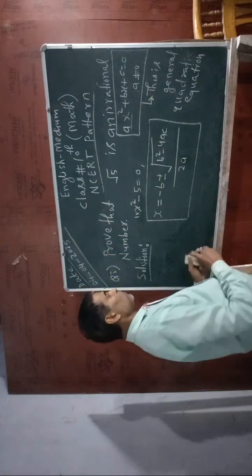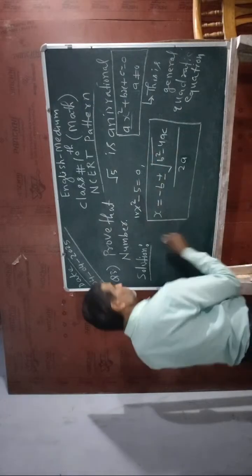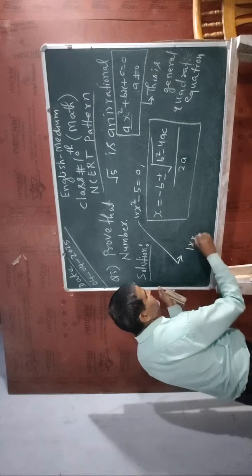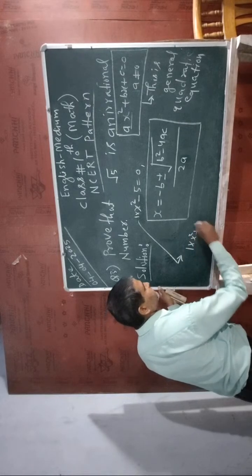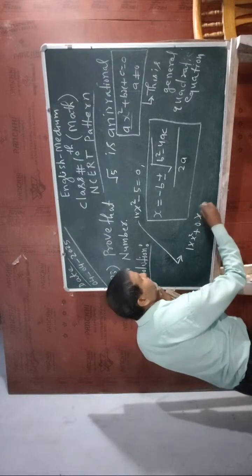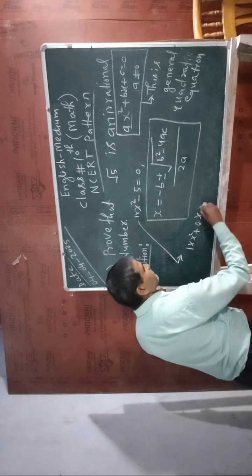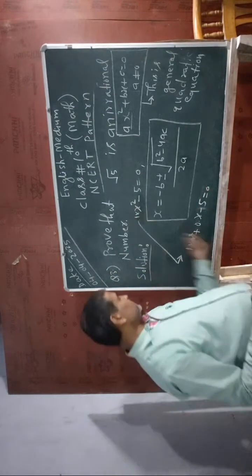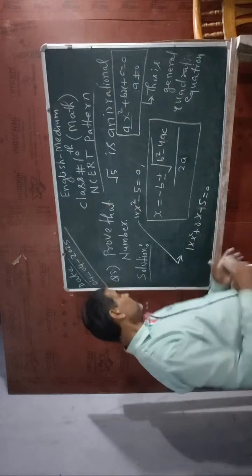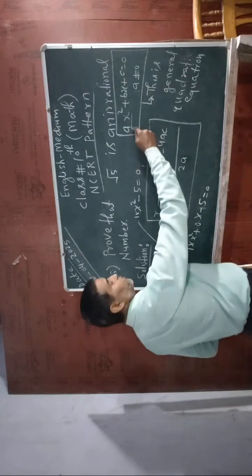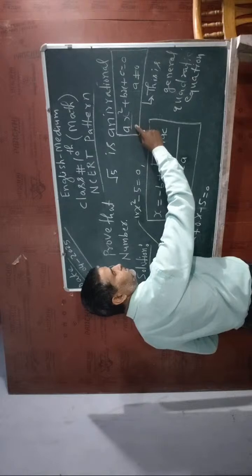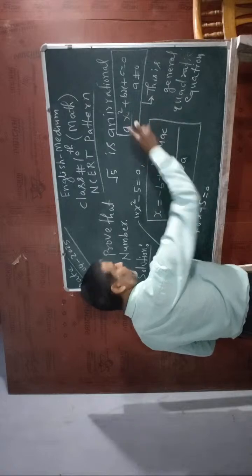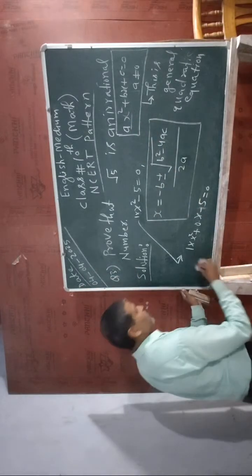Okay students, so I am going to arrange this one in this form. This quadratic equation I can arrange as 1 into x square plus 0 into x plus -5 is equal to 0. Here I will compare with the general quadratic equation. Here the coefficient of x square is a, and here the coefficient of x square is 1.